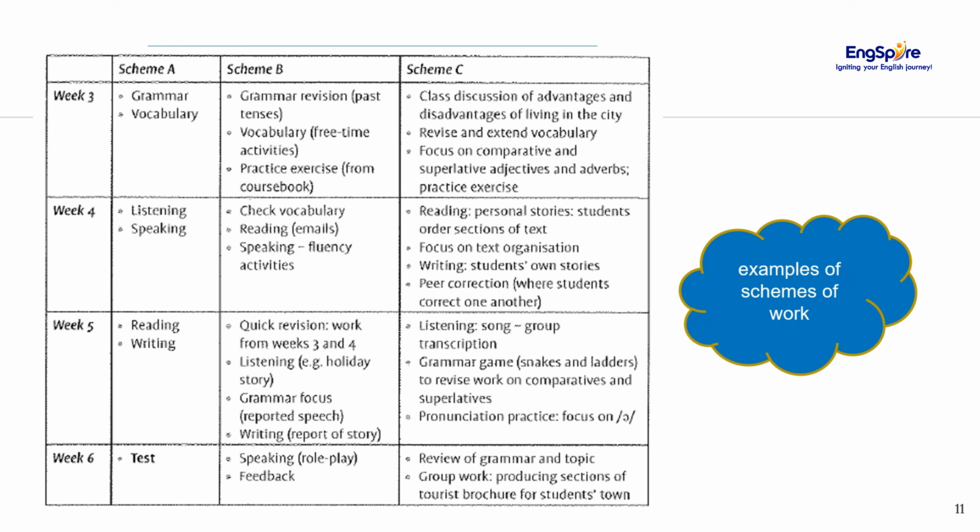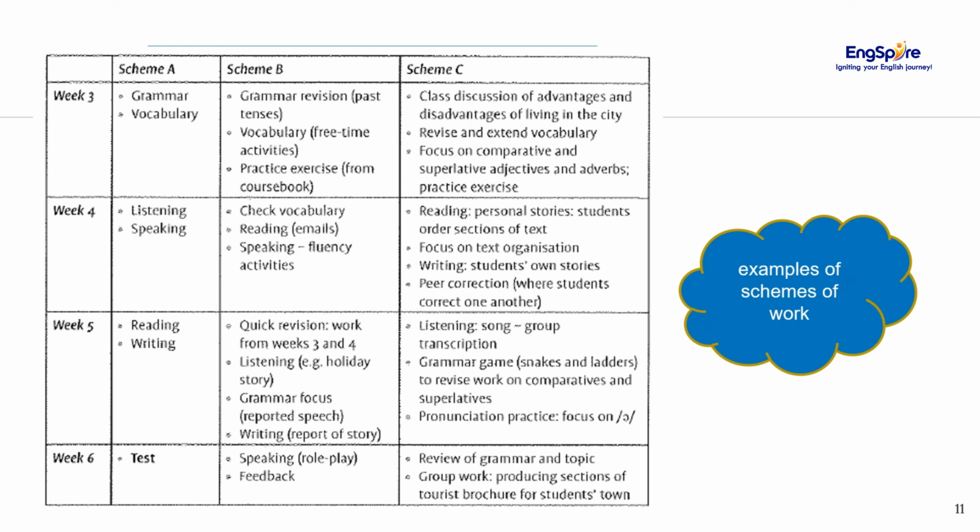Scheme B is generally considered the best example out of the three because it gives enough detail to guide the teacher without becoming too restrictive. For each week, it includes language focus, vocabulary topic, skill practice, revision, speaking activities, and writing activities. It also shows how one week's work builds on the previous week.